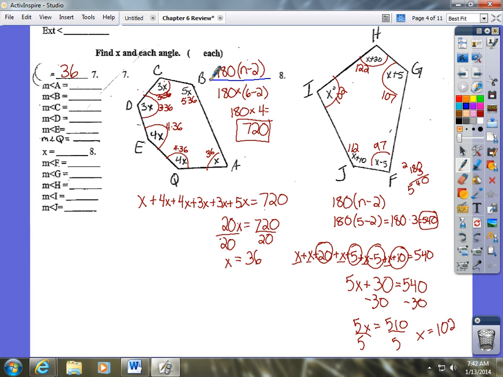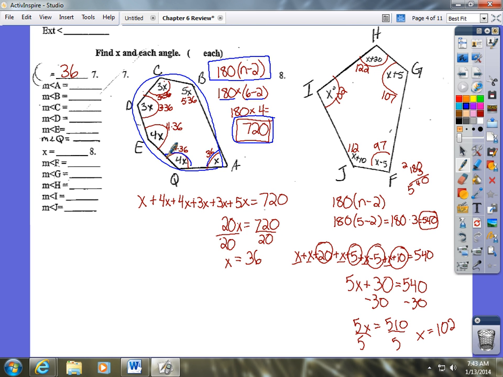I want to find the sum of all of the angles all together. So I'm going to find the sum, which is what we did in numbers 1 and 2. 180, there's 6 sides, so we have 180 times 6 minus 2, which is 180 times 4, which is 720. So this is my sum. This is what all of those added up all together is going to equal.